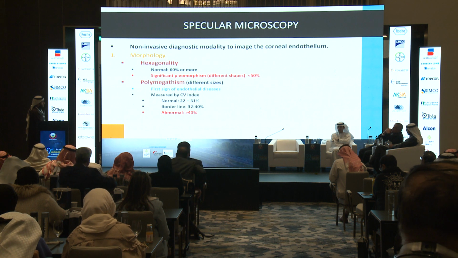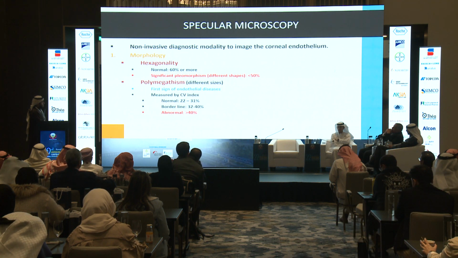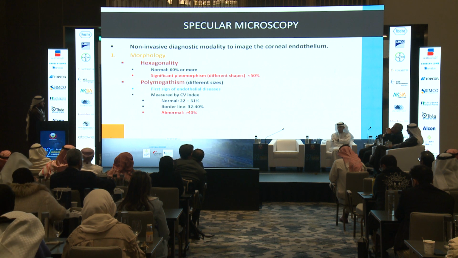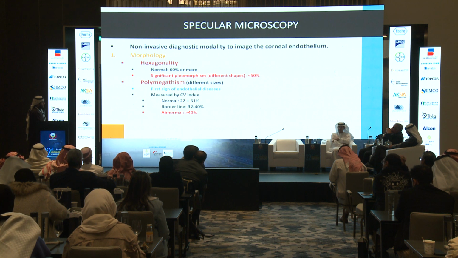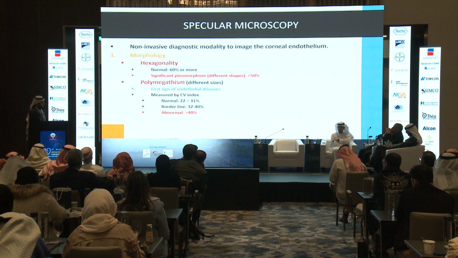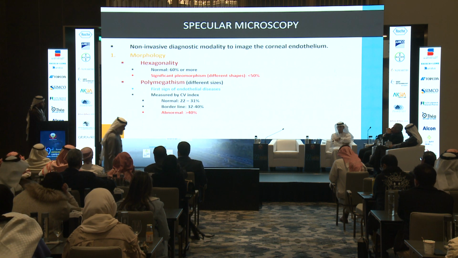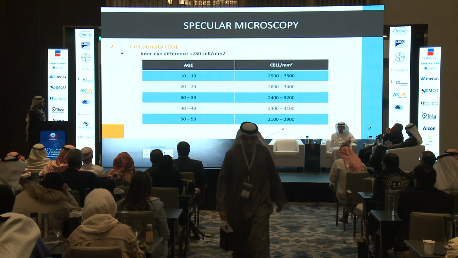Specular microscopy is a non-invasive diagnostic modality to image the corneal endothelium, and usually we check the morphology and the cell count. Starting with the morphology, we have to check the hexagonality, and if there is significant polymegathism, which is different shapes, the hexagonality will be less than 50. Regarding polymorphism, it is the first sign of endothelial disease, so it will be abnormal before having a low cell count, and it is abnormal if it is more than 40%.